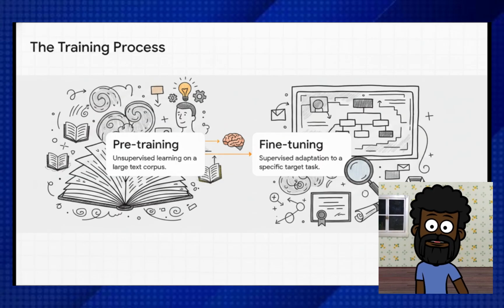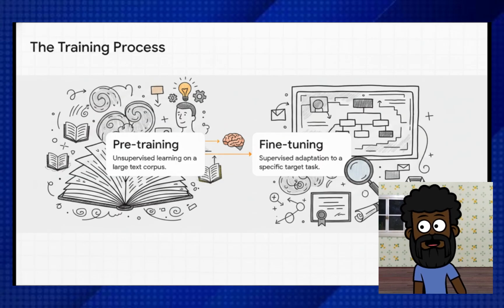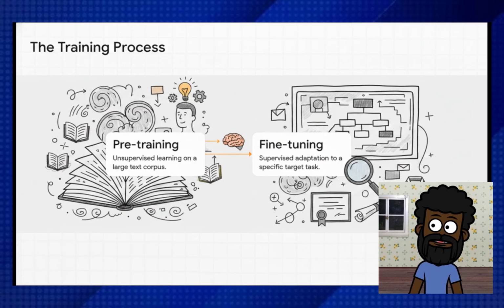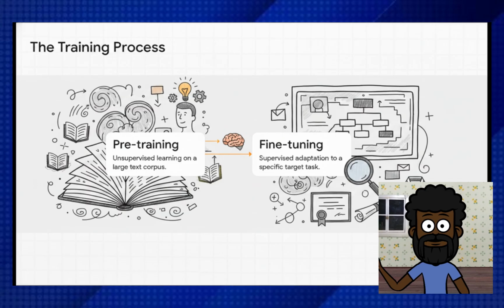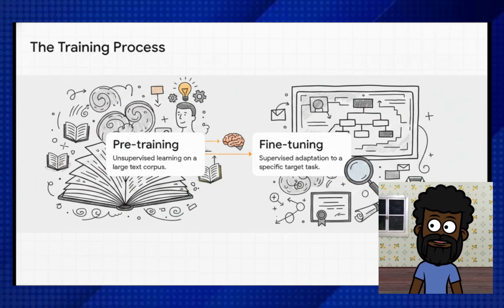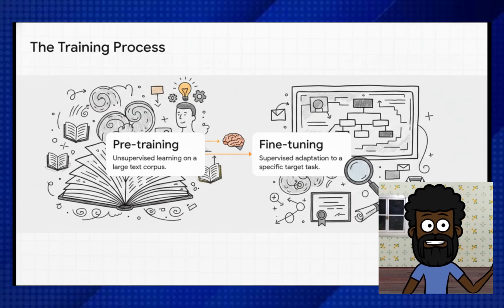Then, Step 2 is supervised fine-tuning. This is where the student takes specific practice exams to specialize in a subject, say biology or history. Because they already know how to read and reason from Step 1, they need way less supervision in Step 2 to actually master the task.